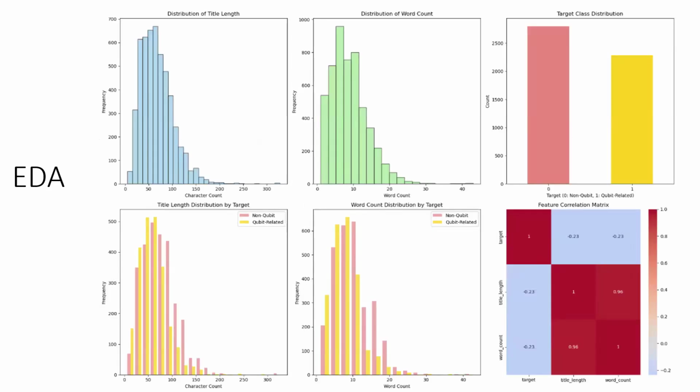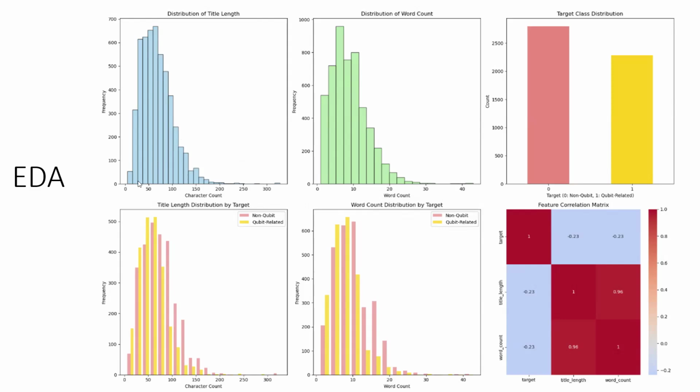So here's a look at the exploratory data analysis I did on the data set. Let's take, for example, the first upper left chart here. This is a distribution of title length. The bars show how many characters are in each title. On the x-axis is character count, and on the y-axis we've got frequency. So the longer the bar, the more documents there are with that particular character count.